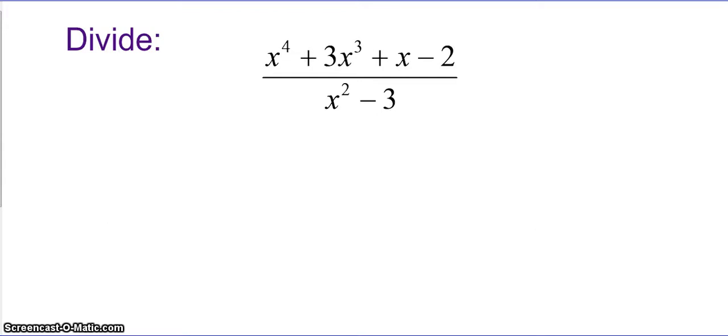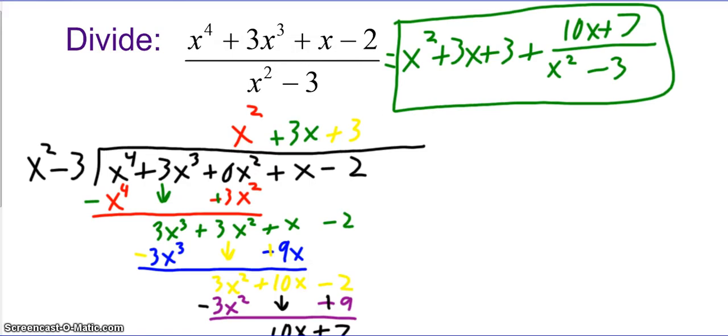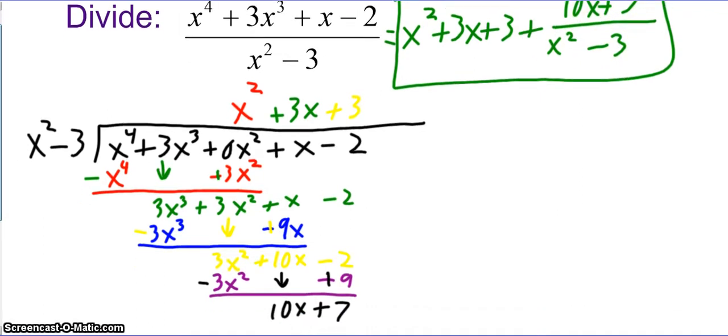Okay, to practice, I want you to pause the video, do this division, and when you're done, unpause, and we'll check your answer. Alright, assuming I did my work correctly, you should end up with x squared plus 3x plus 3 plus 10x plus 7 over x squared minus 3. If you did not get that, you can pause the video and look at my work here and check your work against that. If you have questions, you can ask me in class.